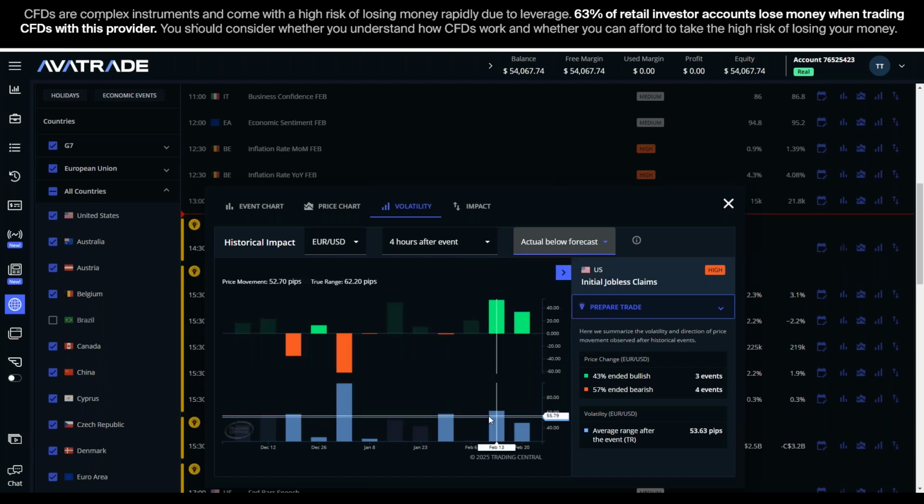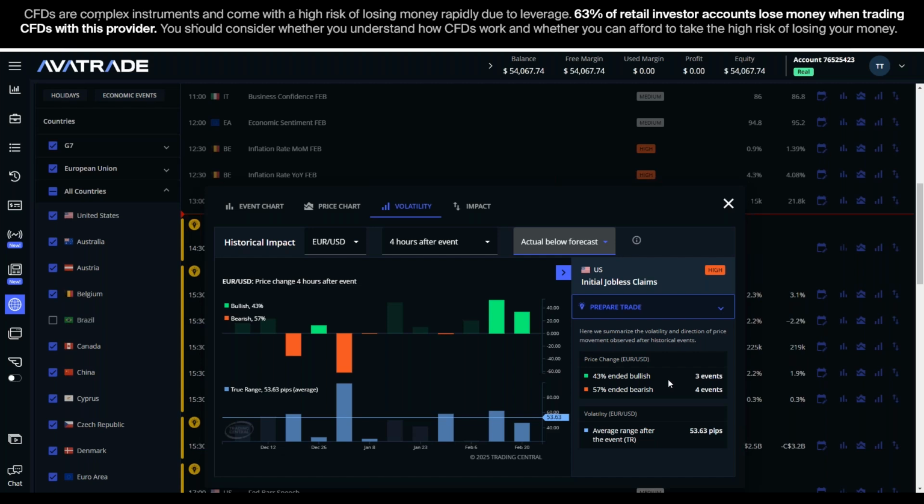It's more 50-50, isn't it? It trends down, 57% down, but that's too close to 50-50 for me. 43% up, 57% down, 3 went up and 4 went down. That's not like 5-0 like in the other setup.